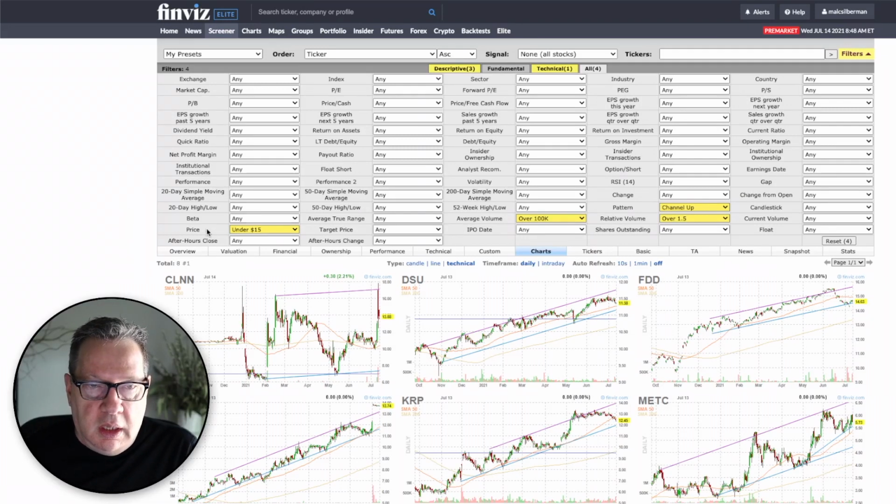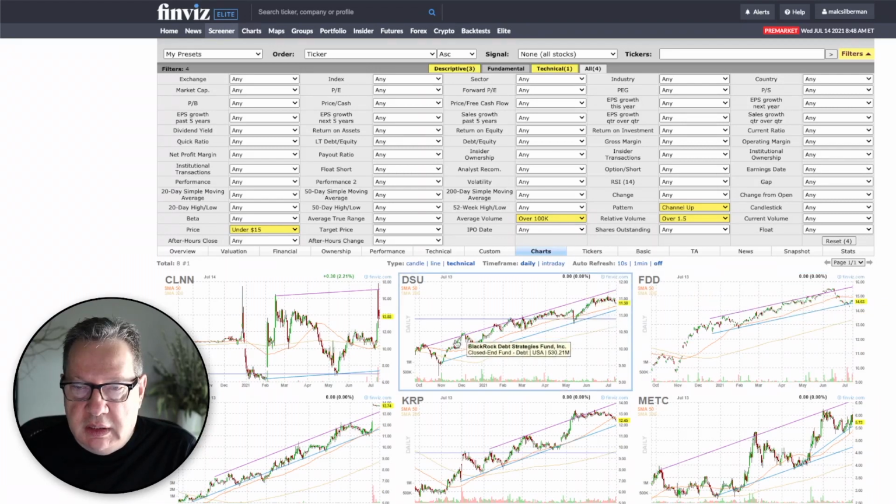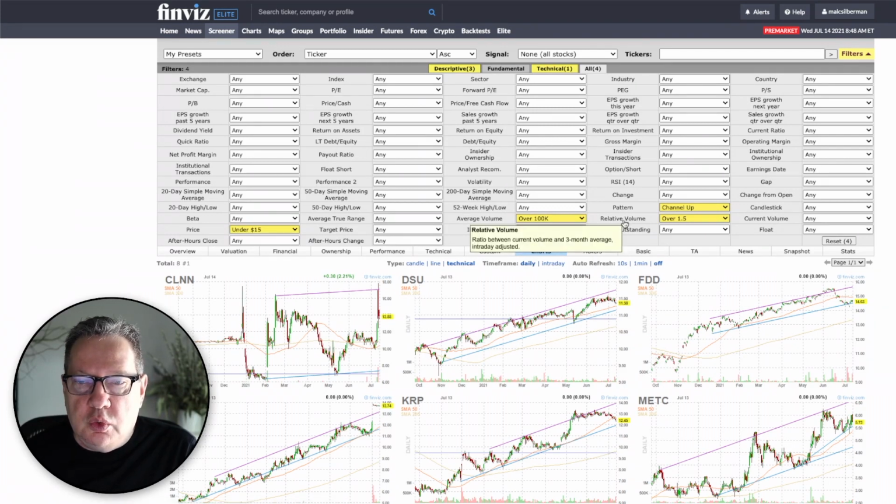So I'm looking here for stocks under $15, average volume over 100,000. I'm looking for a pattern which is a channel up pattern, and you can see that clearly here, meaning that they're on a bullish uptrend. And relative volume, which is the ratio between the current volume and the 3-month average, should be over 1.5. So looking for sort of a boost or an increase in volume over the last period.